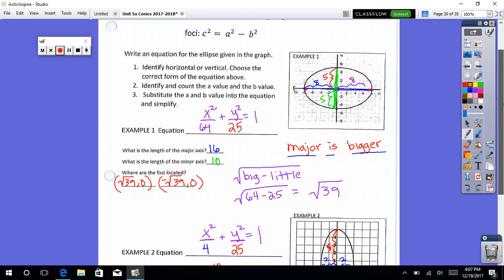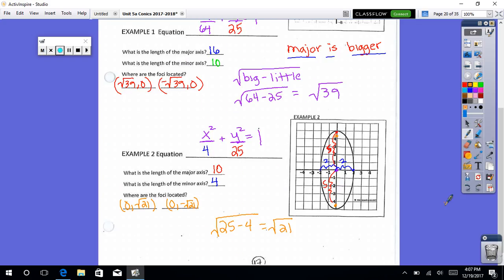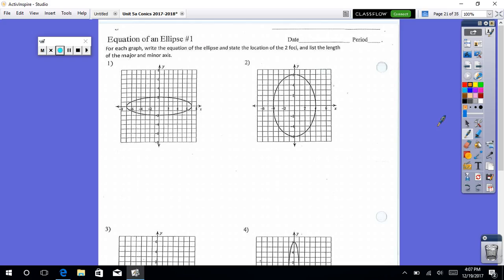So there are your ellipses, horizontal and vertical. Flip it over, let's do another one. All of these look like they are centered at 0, 0, which is good. We're going to do the exact same thing we did on the other page. We'll write the equation, major and minor axis, and state the foci. In this case, it is a horizontal one. We are at 0, 0, so x squared plus y squared equals 1.